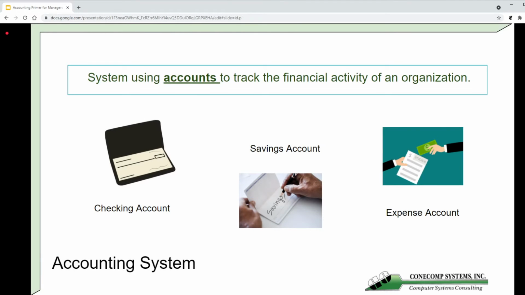An accounting system uses accounts to track financial activity of an organization. And this isn't any different than what you're probably used to in your normal everyday life. You probably have a checking account, maybe savings accounts. Most of us are familiar with expense accounts, so we may not have one ourselves. And a corporate accounting system or a government accounting system is organized the same way, has the same types of accounts: checking accounts, savings accounts, and expense accounts.